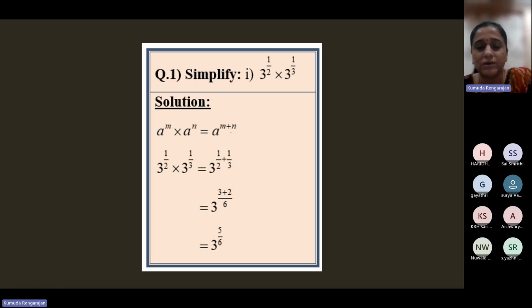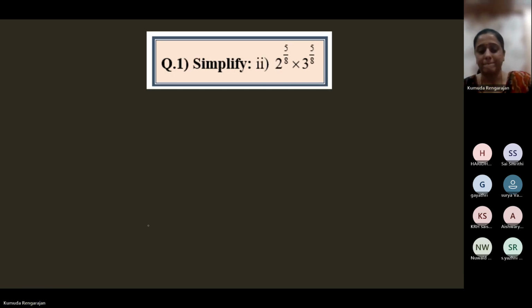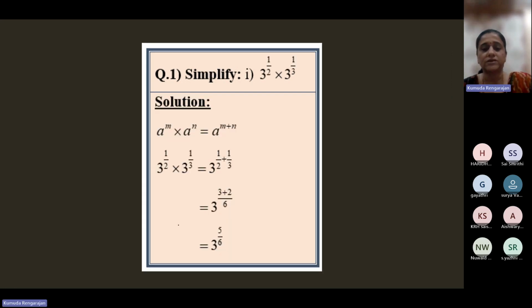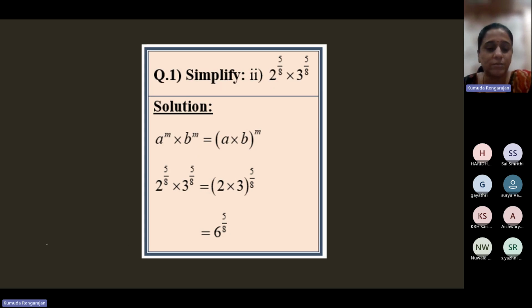The law we'll be using here to simplify this expression is a to the power m into a to the power n is equal to a to the power m plus n. Bases are same 3 and it's multiplication, so we add the powers. It'll be 3 to the power 1 by 2 plus 1 by 3. Take the LCM and we get 3 to the power 5 by 6. Correct? Yes, ma'am.